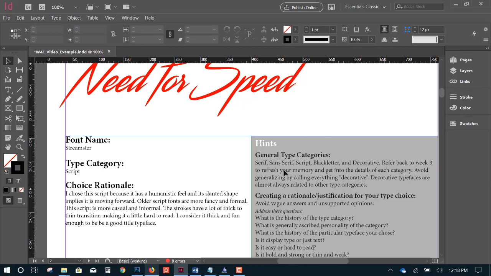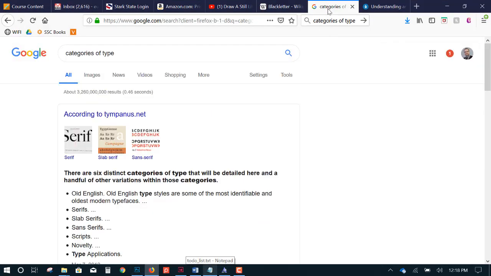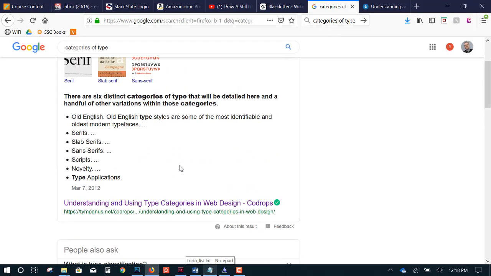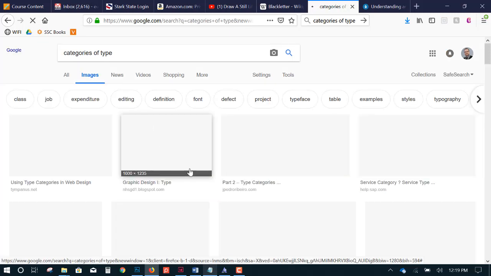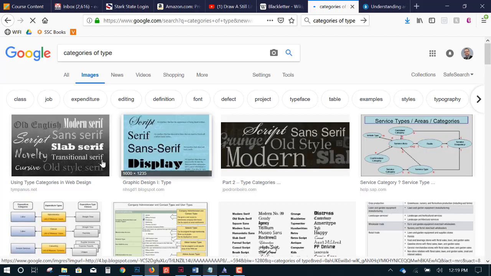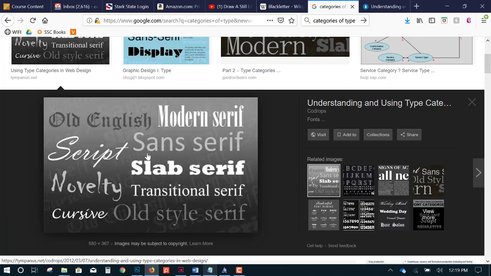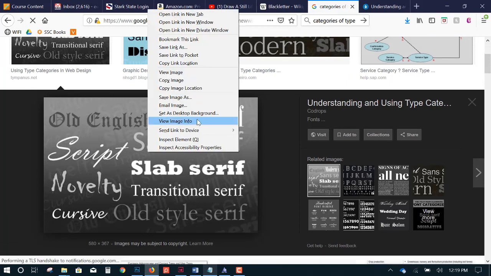But for the most part, the terms you should focus on, if you Google categories of type on the web, it's right here. Serif, slab serif, sans serif, scripts, novelty or decorative fonts. Old English is another name for Gothic type. There are different names for these things. But if you look up images on the web, you'll actually see, and this might help, you could maybe copy and paste this into your homework assignment. Like this, for example, you can just copy and paste it right in.